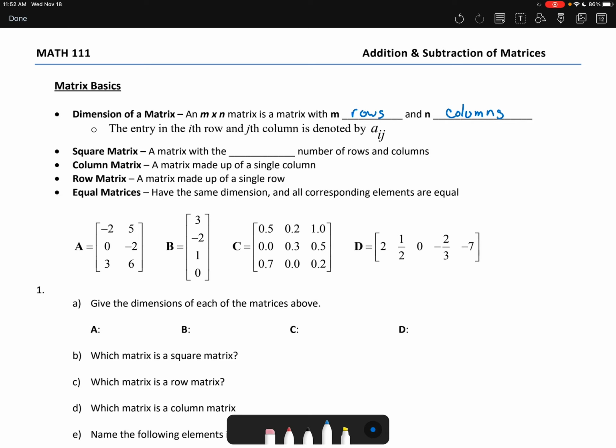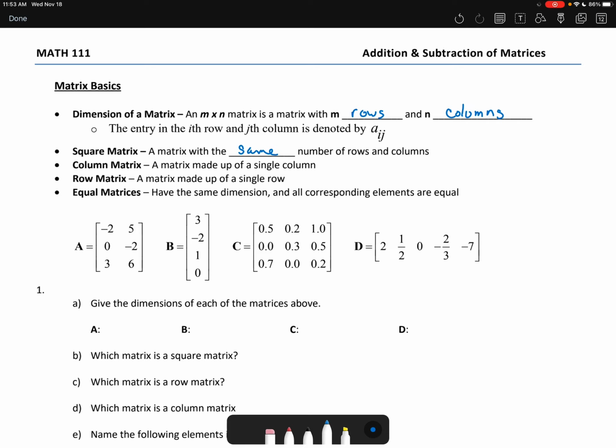And this is going to be very important notation, distinguishing rows from columns. The entry in the ith row and jth column is denoted by the symbol Aij. So when you see that symbol, they will give you the rows first always and columns second. Now a square matrix is a matrix with the same number of rows and columns. So you can have a 2 by 2 or a 3 by 3 or a 4 by 4 square matrix.